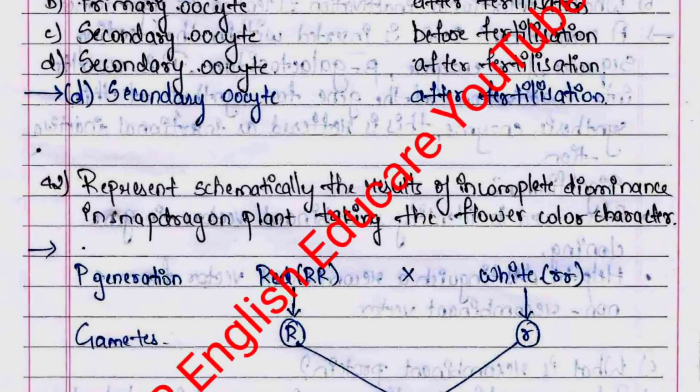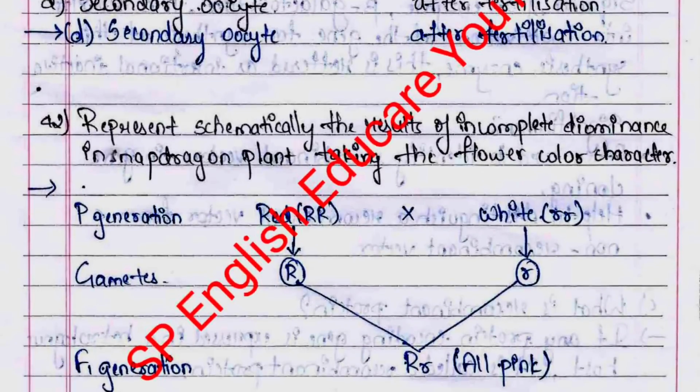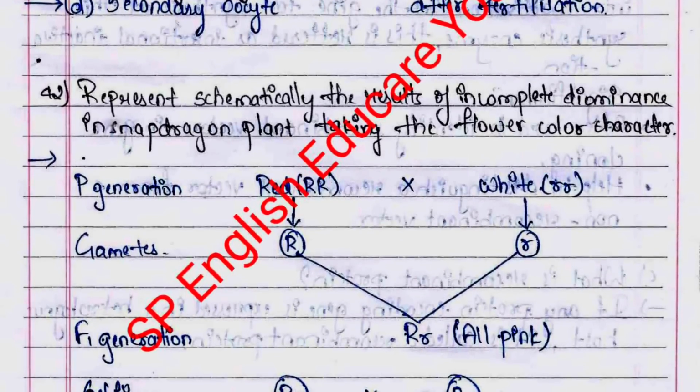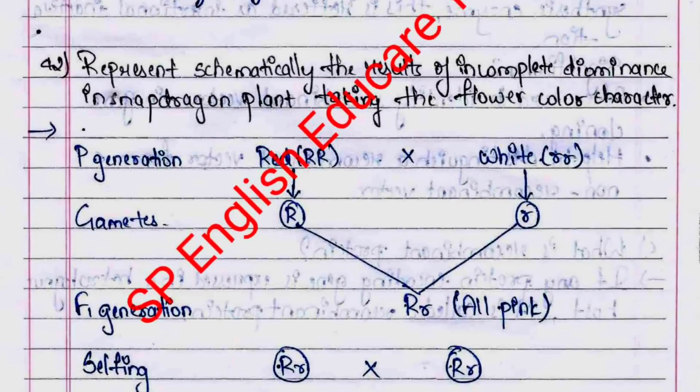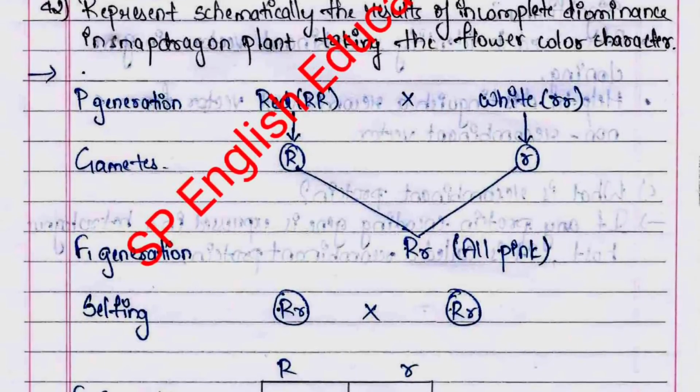Secondary oocyte after fertilization. 42. Represent schematically the result of incomplete dominance in the snapdragon plant taking the flower color characters, and the answer is below.